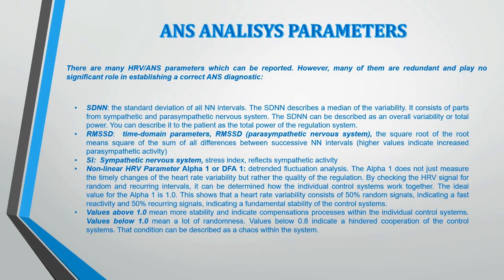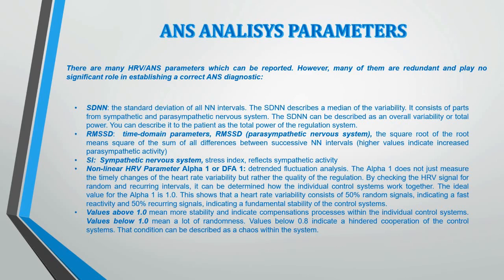Then we look at a parameter that is called nonlinear HRV parameter alpha 1, or DFA1 for short. And this detrends fluctuations in the analysis. So the alpha 1 does not just measure the timely changes of the heart rate variability, but rather the quality of the regulation. And by checking the HRV signal for random and recurring intervals, you can determine how the individual control systems work together. And the ideal value for the alpha is 1.0.